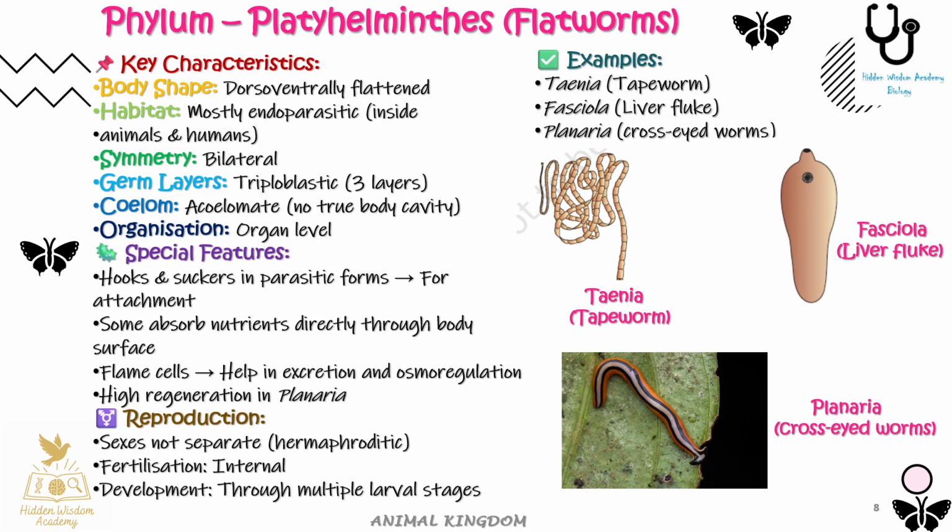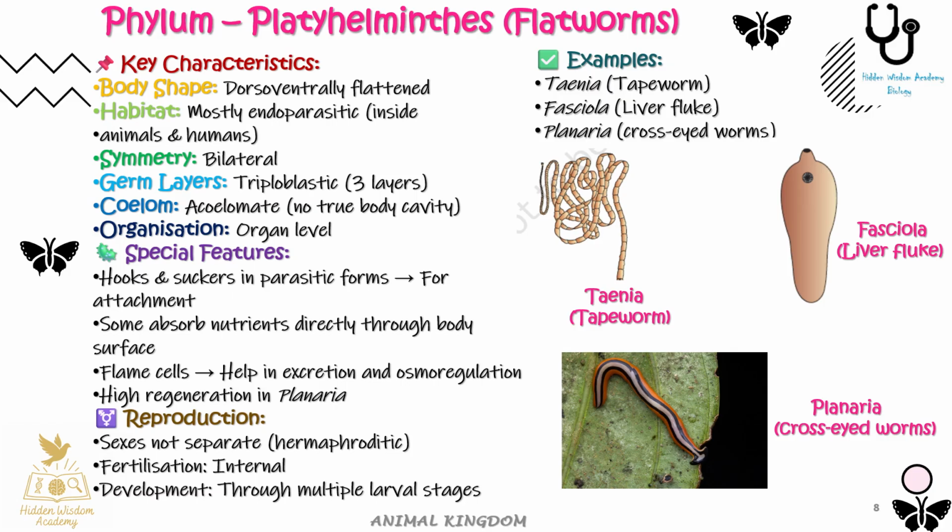Now, let's talk about Phylum Platyhelminthes, which is commonly known as flatworms. They have a dorsoventrally flattened body. They are mostly endoparasitic, living inside animals and humans. These organisms show bilateral symmetry. They are triploblastic with 3 germ layers. They are acoelomate, meaning they lack a true body cavity. They exhibit an organ level of organization.